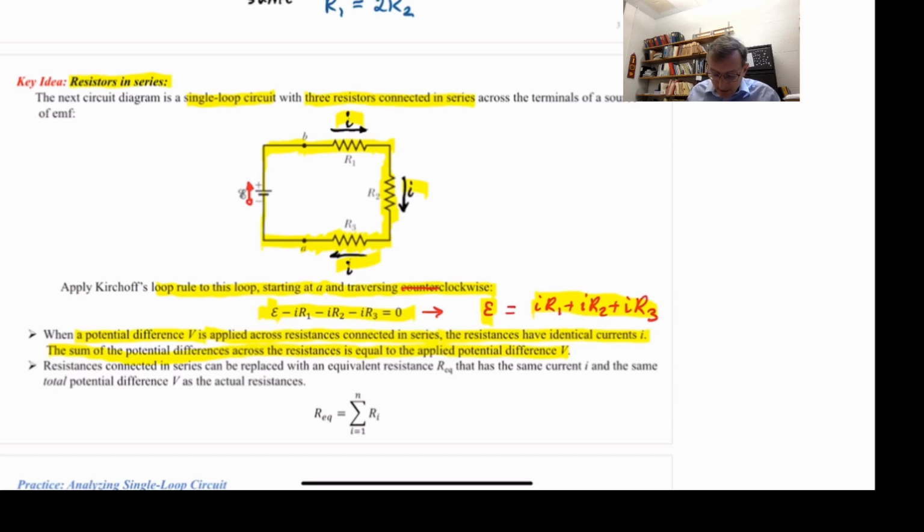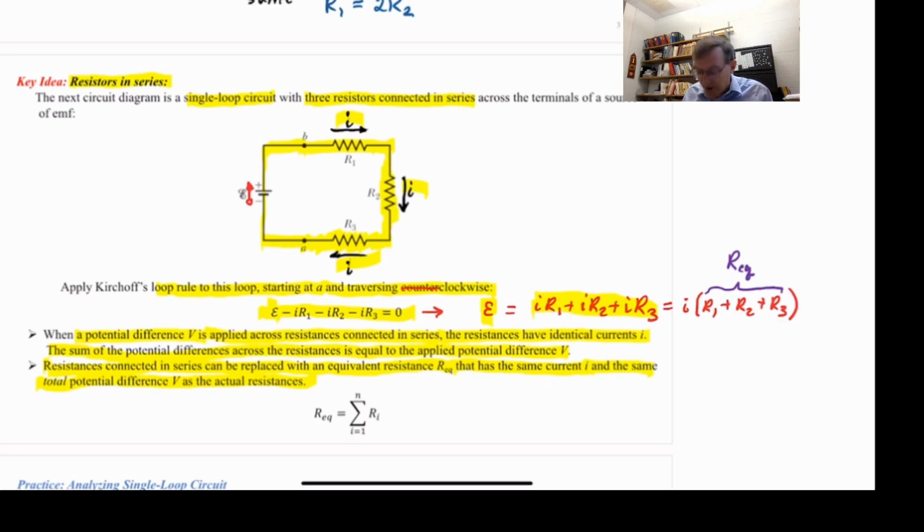All right, here comes the next big thing. Resistances connected in series can be replaced with an equivalent resistance, Req, that has the same current I and the same total potential difference V as the actual resistances. And here's the formula for obtaining that equivalent resistance. It comes from this expression up here by acknowledging that they all have the same I. So you can factor the I, and then you have in parentheses R1 plus R2 plus R3, and you just replace that total with a single equivalent resistance, Req.